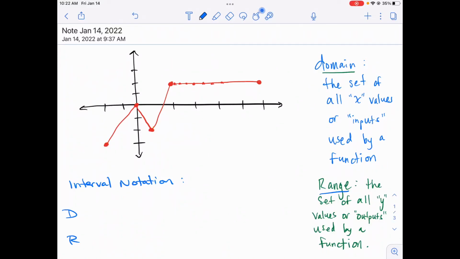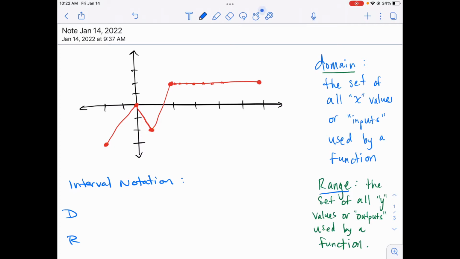Okay, this is a quick video talking about domain and range of a function. I've got a function graphed right there. The red function is what we're going to use to talk about domain and range. If you want to pause your screen real quick, I got the definition for both domain and range over there on the right side of your screen.